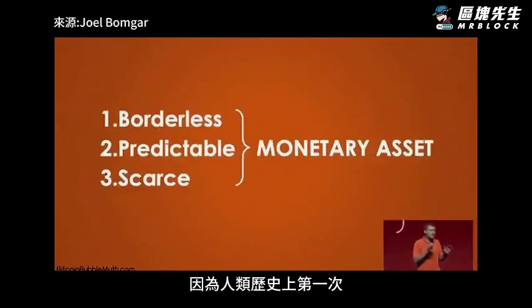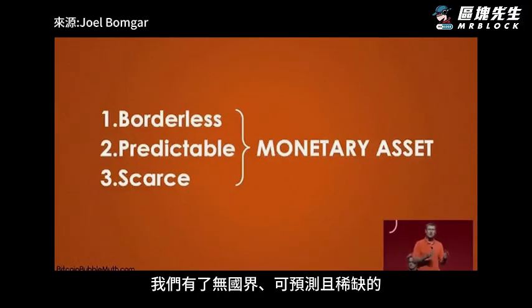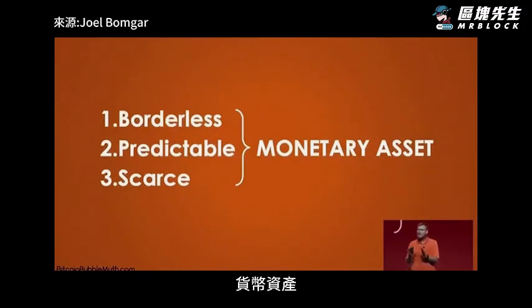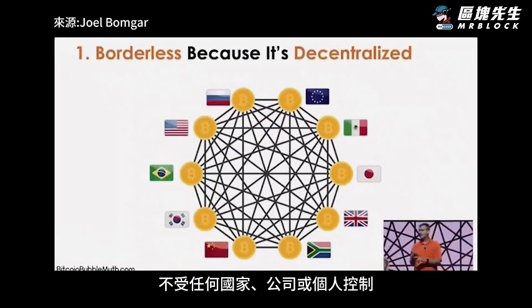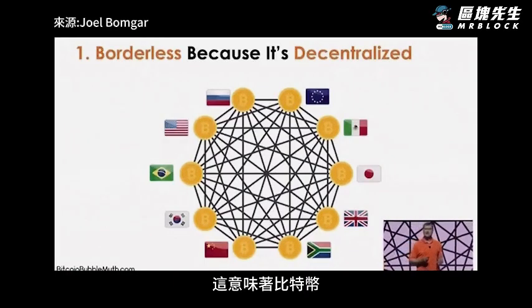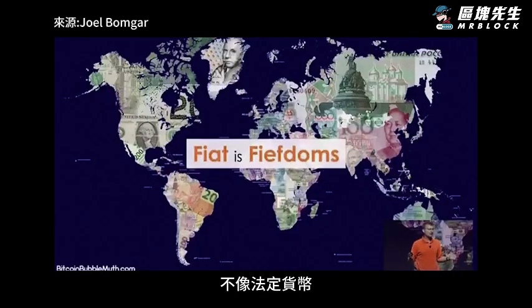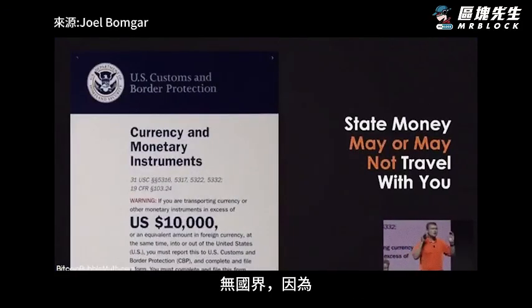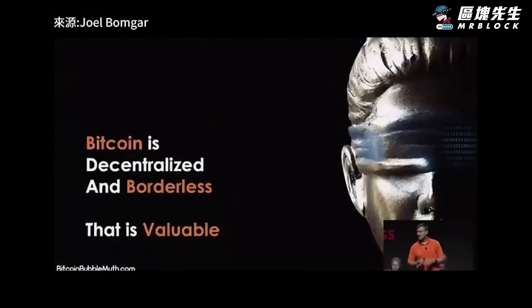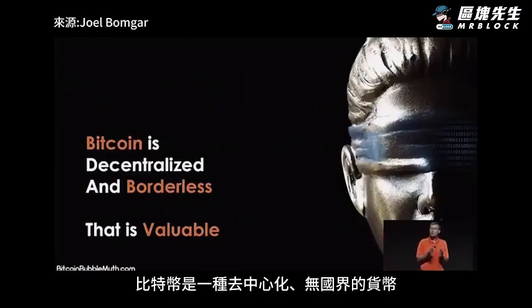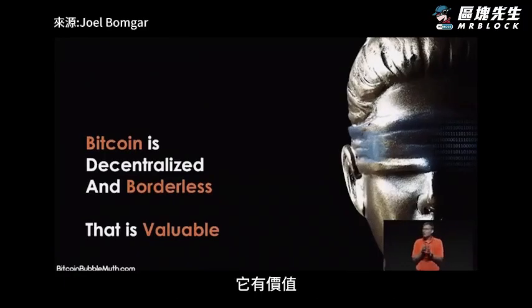So why is it valuable? Well, for the first time in human history, we have a borderless, predictable, and scarce monetary asset. So what do I mean? Borderless because Bitcoin is decentralized. It's not controlled by any country, company, or anybody. And that means Bitcoin is not like fiat currencies, which is nothing but a bunch of fiefdoms all over the world. And borderless because you don't have to have the government's permission to cross a border with more than $10,000.